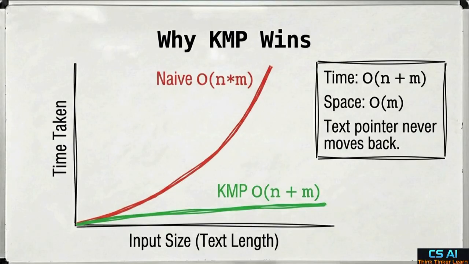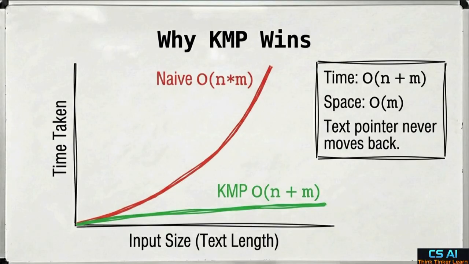The green line is KMP. It stays almost flat because its time complexity is O(n plus m). We spend O(m) to build the LPS table once and then O(n) to scan the text once. Because the text pointer never moves backward, every character in the text is compared a very limited number of times. KMP is a structural solution.